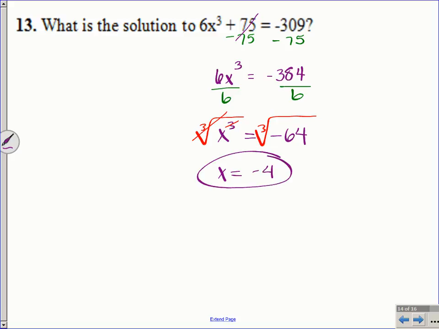Or, when you're at the point that it's x cubed equals negative 64, remember you can get rid of a third power by raising it to its reciprocal, the 1/3 power. Because 3 times 1/3 is 1, and x to the first is just x. And now you can plug that in your calculator. Make sure you put parentheses around the negative 64, and you will get negative 4. So either or. Okay?